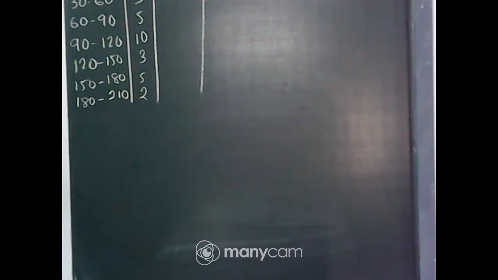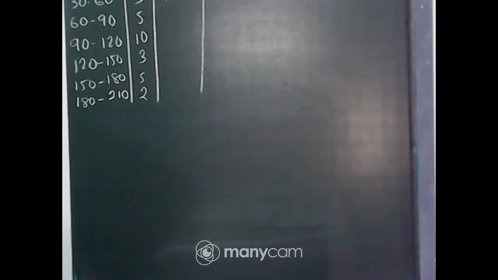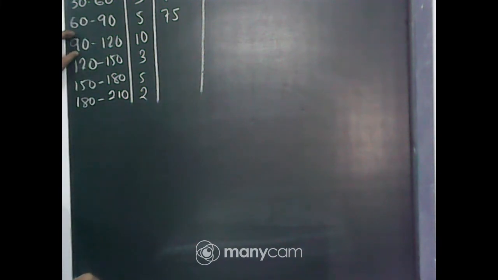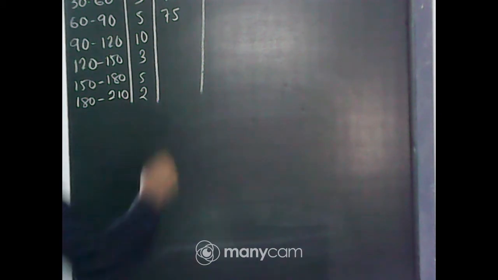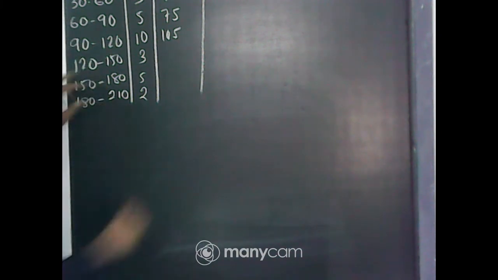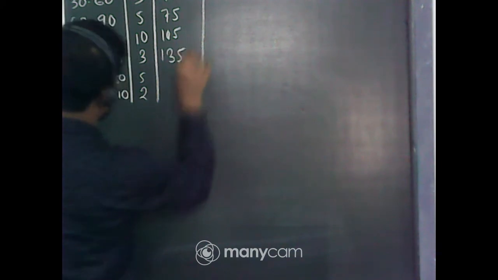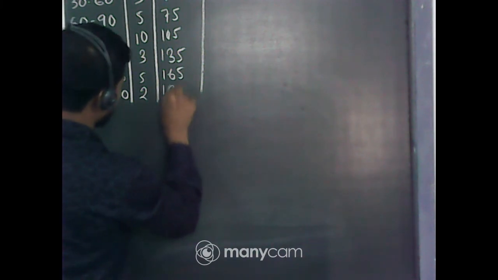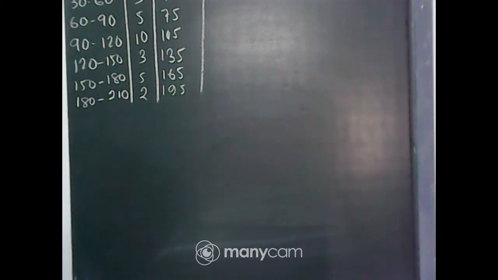Similarly, the class mark of the interval 30 to 60 will be 45. The class mark of 60 to 90 will be 75. The class mark of 90 to 120 will be 105. The class mark of 120 to 150 will be 135, then 165, and this will be 195. So these are the class marks of the intervals.